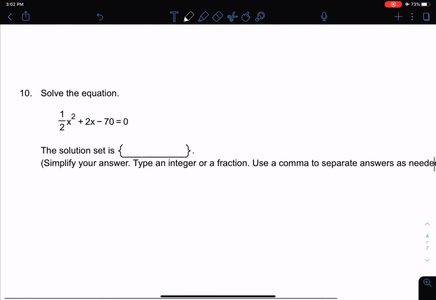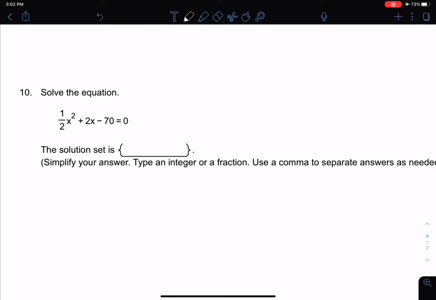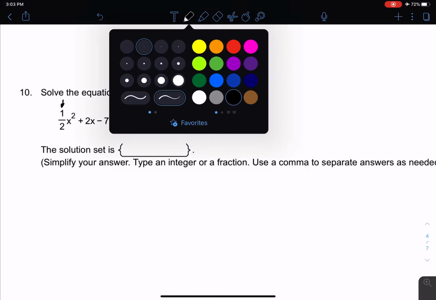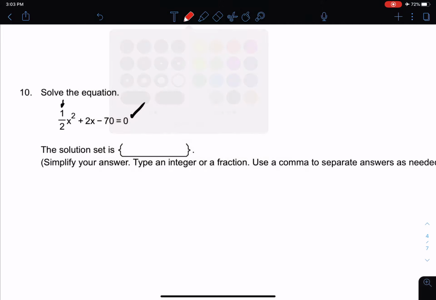Moving on. Oh, good news, it equals 0. Bad news, that's not 1. Worse news, it's a fraction. Okay, why don't we clear the fraction? You could always clear fractions whenever you have an equation.